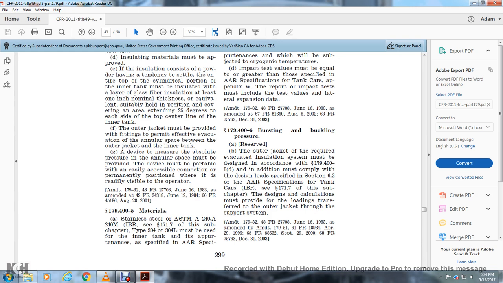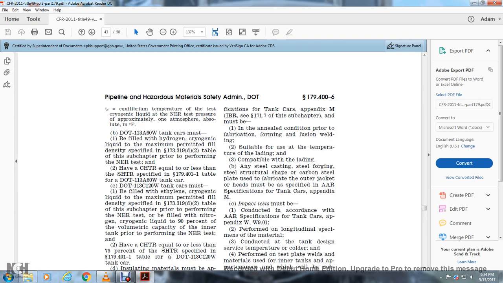179-405 material. Stainless steel ASTM A240 and A240M, type 304 and 304L, must be used for the inner tank with its impurities specified with the AAR specification and in the tank car's Appendix M in the annealed condition prior to the fabrication. The fusion weld suitable for the use of the temperature for the loading, compatible with the loading in steel, any steel casting, steel forging, steel structure, shape of the carbon steel plate using fabricated outer jacket heads must be specified with the AAR specification with tank car's Appendix M.